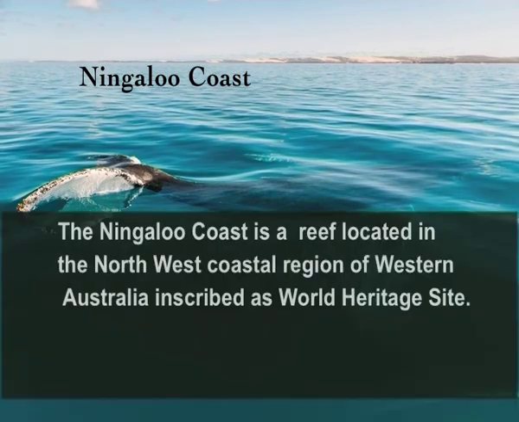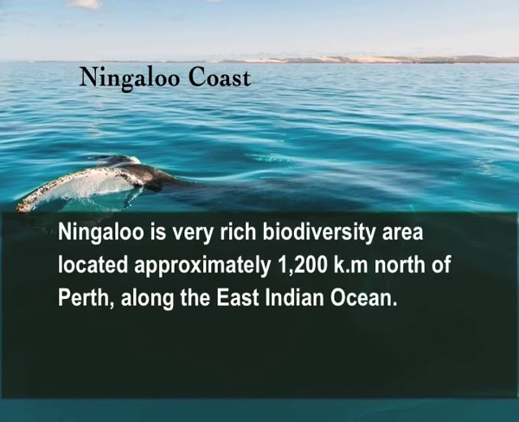Ningaloo Coast. The Ningaloo Coast is a reef located in the northwest coastal region of Western Australia, inscribed as a World Heritage Site. Ningaloo is a very rich biodiversity area located approximately 1,200 kilometers north of Perth along the East Indian Ocean. The distinctive Ningaloo Reef that fringes the Ningaloo Coast is 260 kilometers long and is Australia's largest fringing coral reef and the only large reef positioned very close to the mainland of Australia. Ningaloo Coast is rich in coral, fish species and aquatic life.